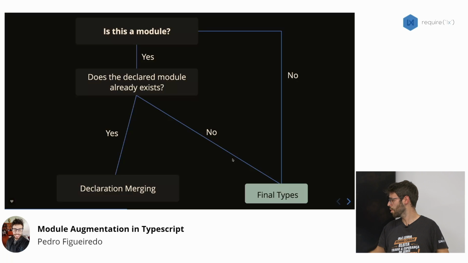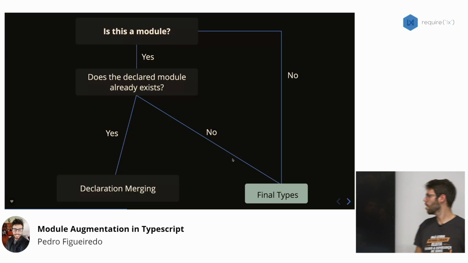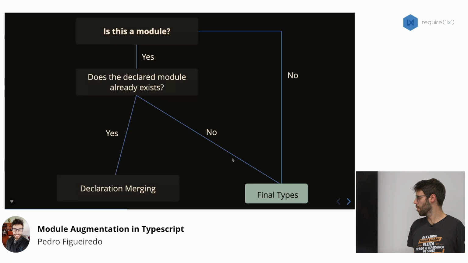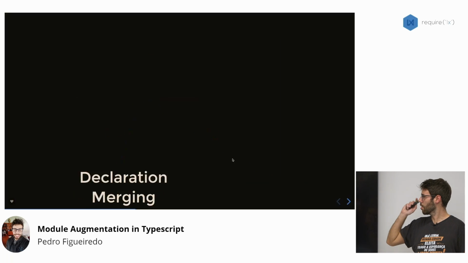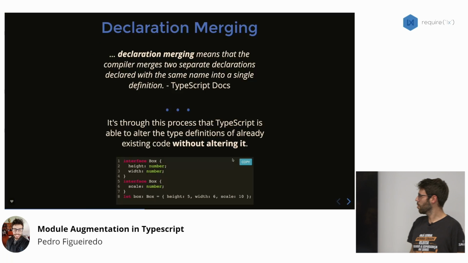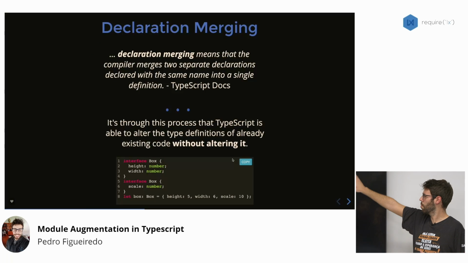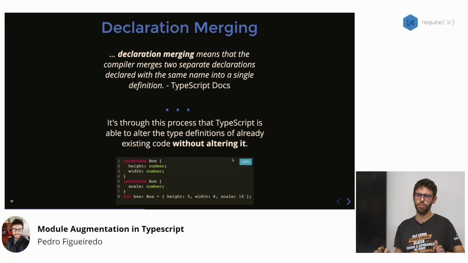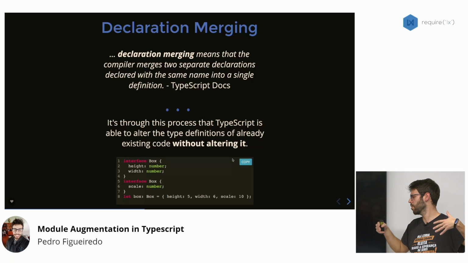Although if there is a module with that name, it's going to do something very core and very fundamental to module augmentation, which is called declaration merging. And what is that? Declaration merging, in the end, that's what it says in the TypeScript docs. It says it's basically merging two separate declarations by their name. So it picks up on two things that have the same name, two interfaces in this case. And if they are inside the same module, it's going to merge them together.